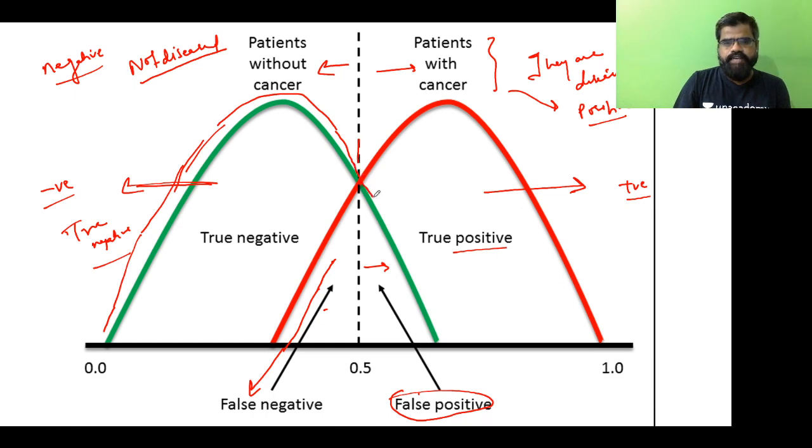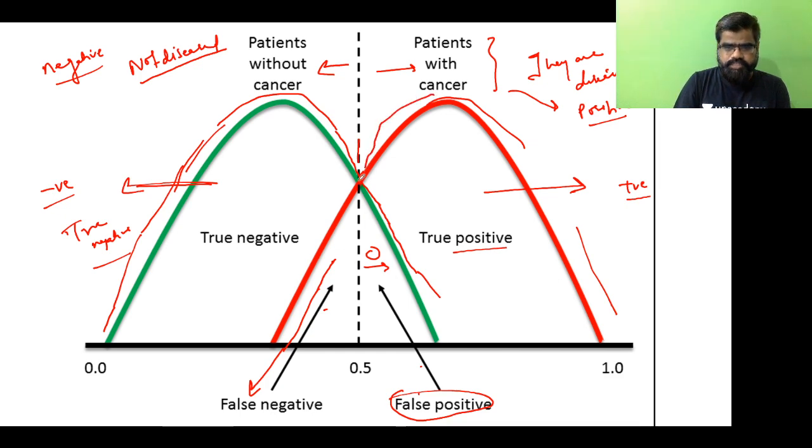The moment this line comes this side, ideally it should have been negative. But since it is coming to this part of the graph, it can be false positive. Though it is negative, since it is coming to the positive side, it becomes false positive. Now come to this side. It's true positive, true positive, true positive. No problem. Come till here, true positive, students. Till here there is no problem.